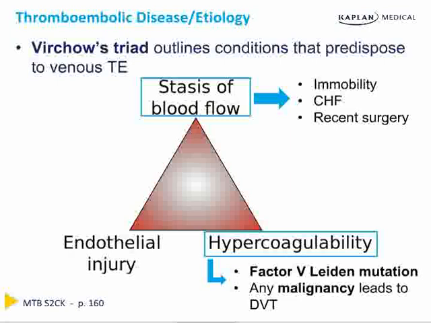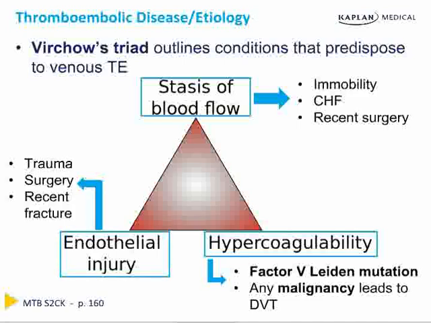Any patient in a hypercoagulable state is going to be more prone to developing a venous thromboembolus. These could be patients with genetic predisposition, such as factor V Leiden mutation, or the presence of any malignancy, which leads to an increased risk of DVT. Lastly, any endothelial injury within the blood vessel is going to predispose to a thromboembolic event. This can include trauma, surgery, a recent fracture, or even just infection.